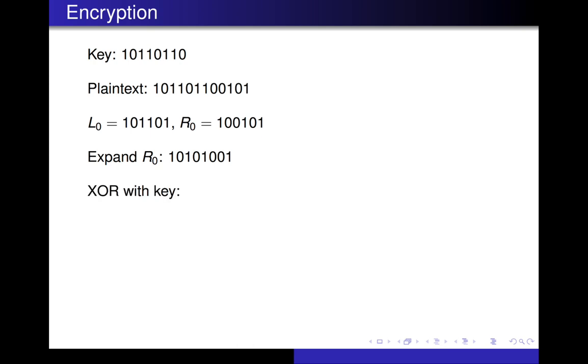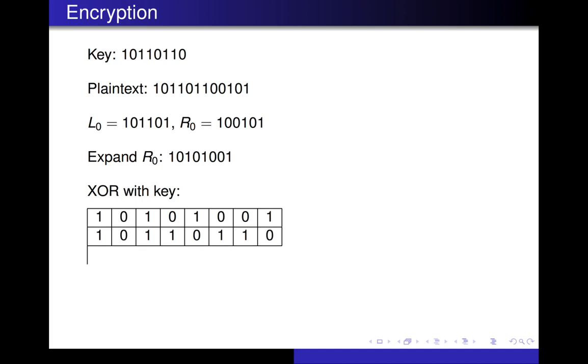Then we're going to do the exclusive OR of that 8-bit string with our key. Now remember, there's our R0, 10101001, and then our key, remember, is 10110110. And then we're just going to do the exclusive OR. The 1, 1 gives us a 0, the 0, 0 gives us a 0, 1, 1 gives us a 0, and all the way down the line, we end up with the 8-bit string 00011111.